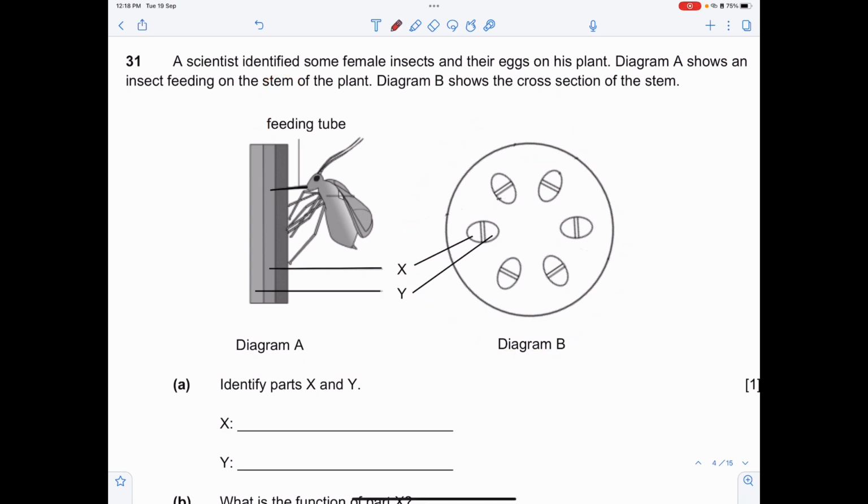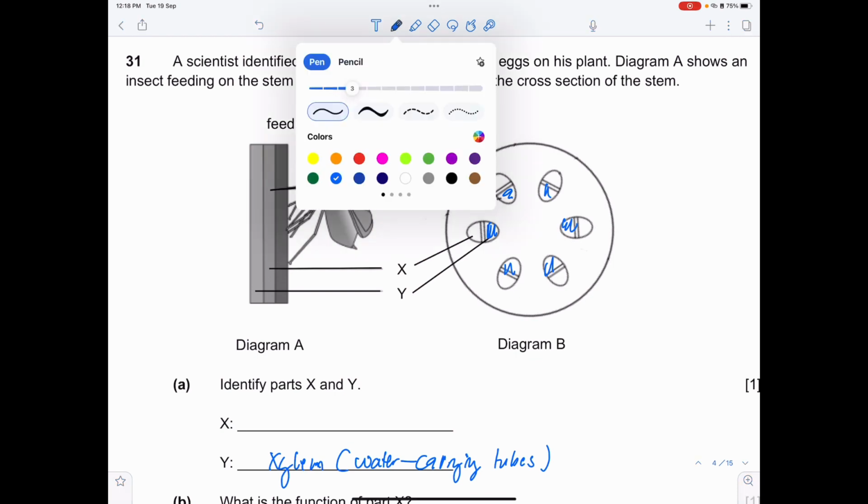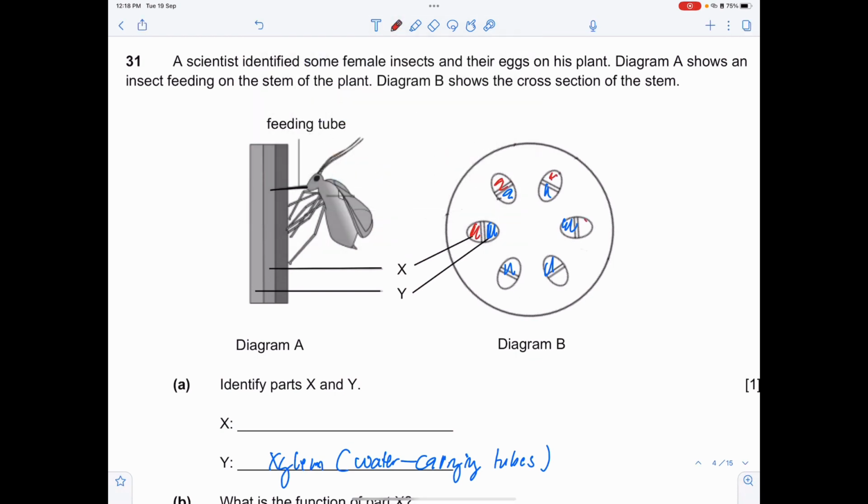Let's do a very quick revision. The one that is inner, over here, which I'm coloring in blue, is actually your xylem, also known as water carrying tubes. Of course, the higher order answer is xylem. And then the one that I'm coloring in red would be your phloem, also known as your food carrying tubes.